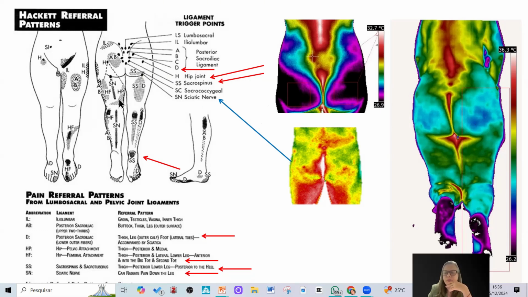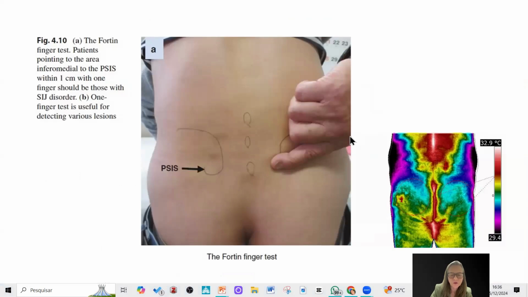So a patient could have a problem here on the posterior thigh, only a cold area here, and the source of pain will be here, a sacrospinous joint problem. So these maps we use a lot when we are evaluating musculoskeletal pain on patients with myofascial problems. Here another example, the patient points where the problem is.